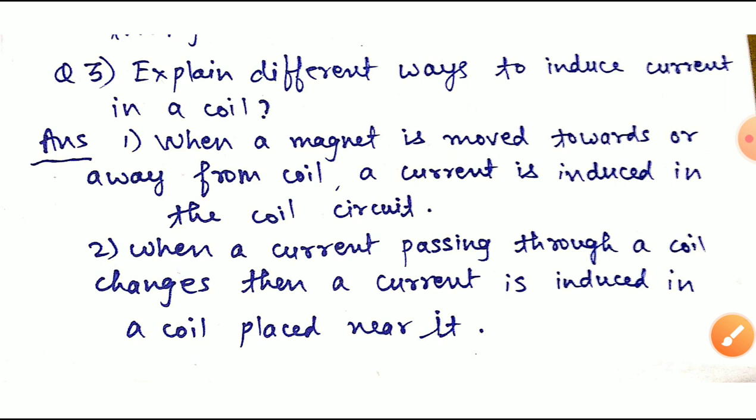And the second way is, when the current passing through a coil changes, then current is induced in the coil placed near it. Okay, whenever current is flowing through any coil, and when the current changes, if there is any change in the current, then you will find that the current will be induced in the coil placed near it.